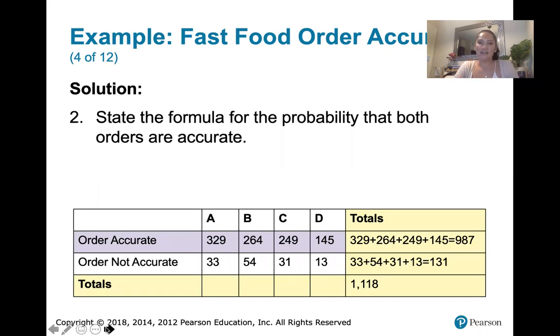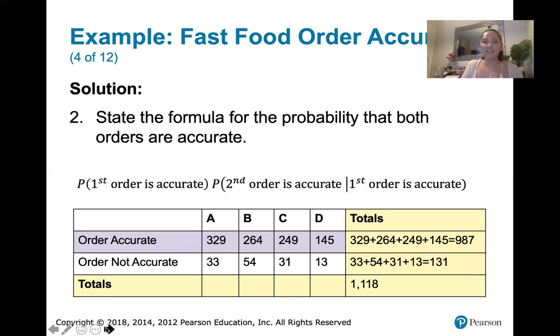Okay, so now I'm trying to find the probability that both orders are accurate. Since I want the probability that the first order is accurate and the second order is accurate, the fact that that's an and statement, the fact that I'm talking about one order having this property and another order having this property, that tells me I have to use my multiplication rule. So I'm going to take the probability that the first order is accurate, and then I'm going to multiply by the probability that the second order is accurate, given that the first order is accurate. So you want to keep that in mind.